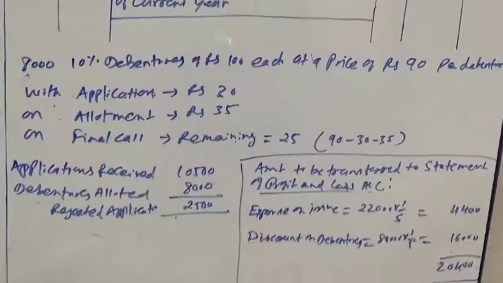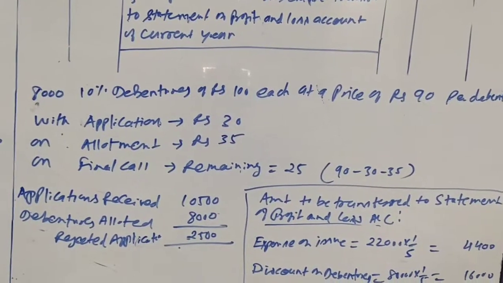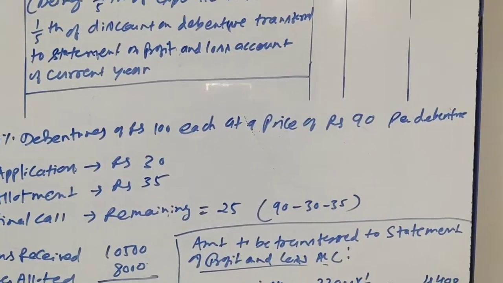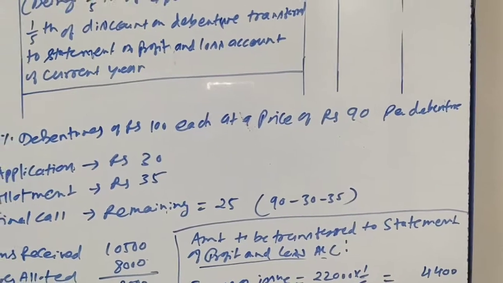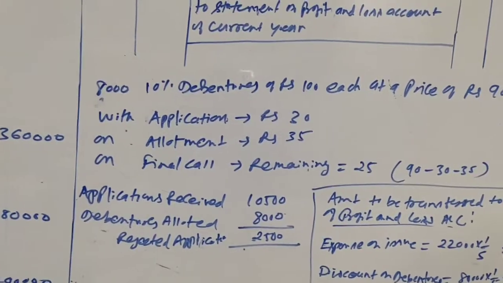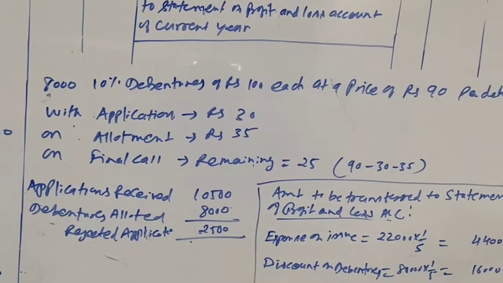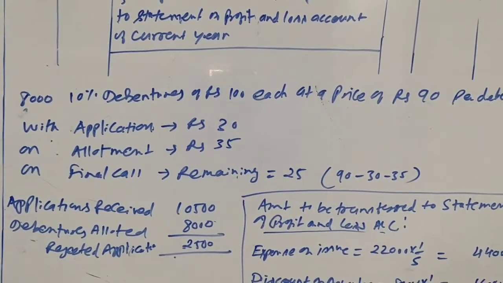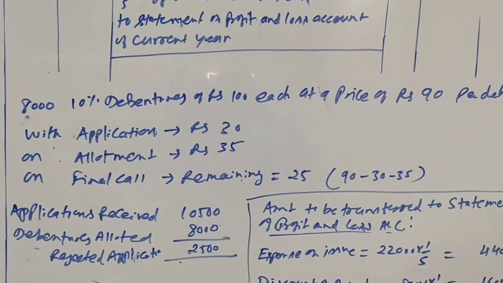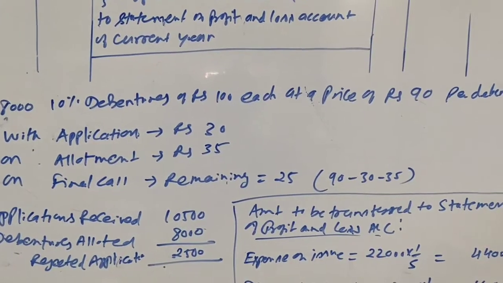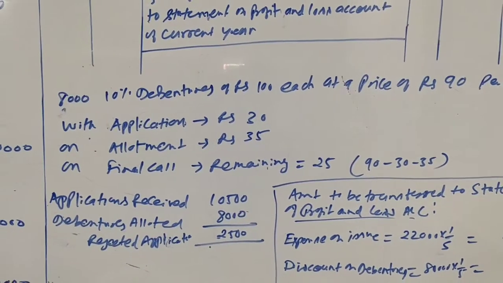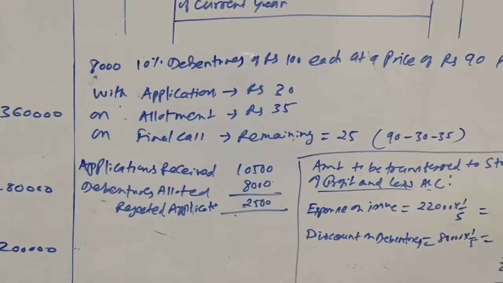So friends, the scenario of this sum is 8,000 10% debentures of rupees 100 each are issued at a price of rupees 90. Amount is called up with application rupees 30, with allotment rupees 35, and on final call 25. How come 25? 90 rupees is the issue price, and 30 and 35 is the application and allotment money. So when we deduct these two amounts from 90, we get 25. So 25 will be the amount to be called at the time of final call.